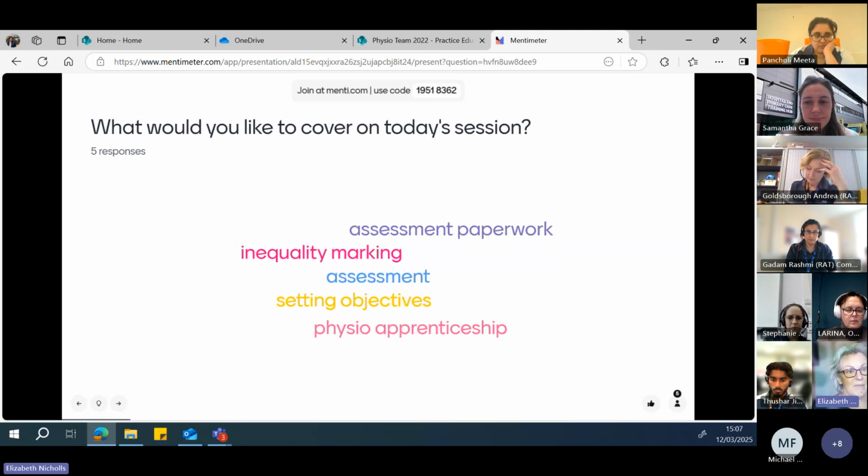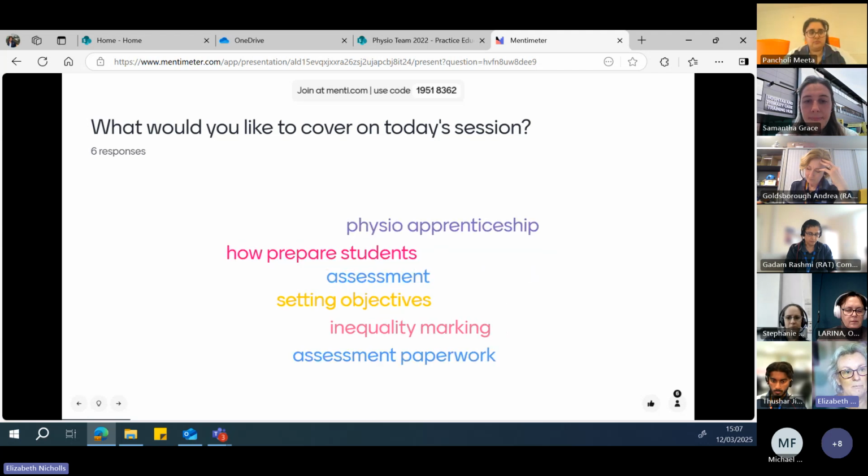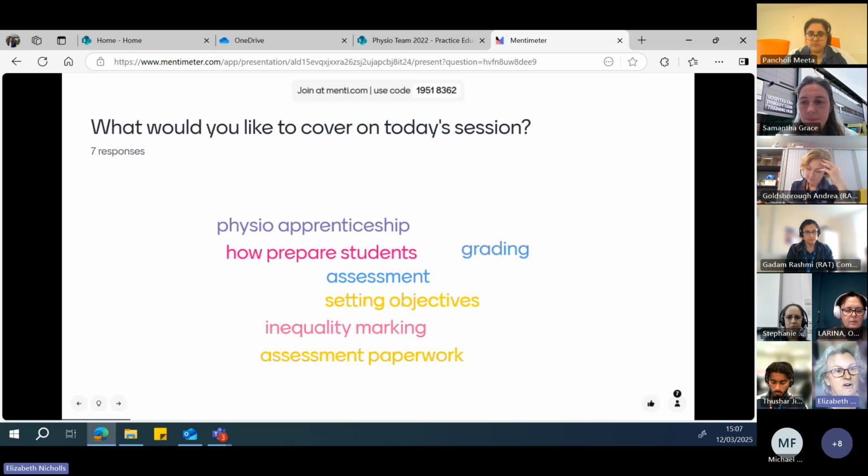Just while the comments are coming in, to clarify, the Common Placement Assessment Form, the CPAF, is common between the undergraduate, the regular physio course, and the apprenticeship. It's exactly the same form, and we'll be going through where you can access the form and how you complete it on this call.